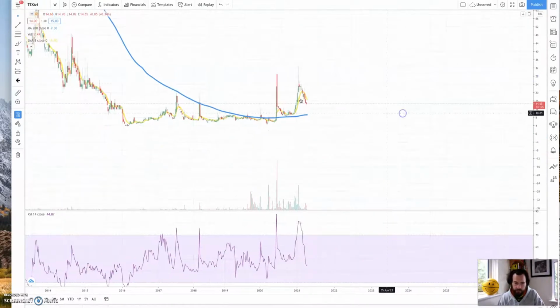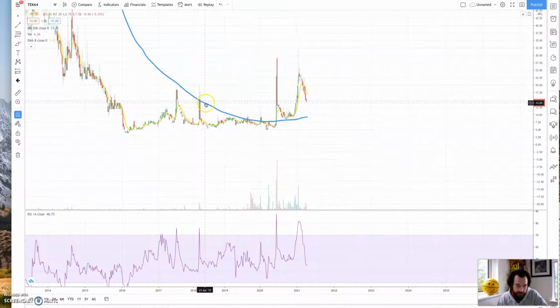But basically what happened was it flew up to 30, it came down and tested, as you can see, the previous resistance of the 200-week moving average. It then found support.